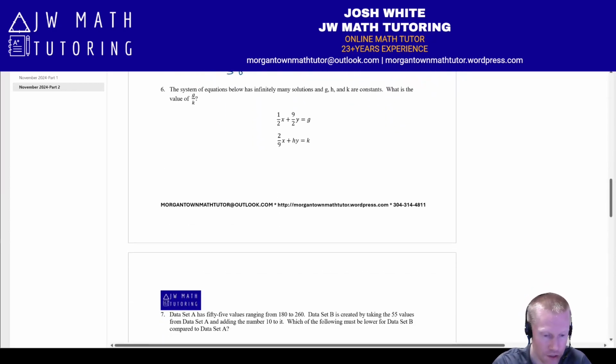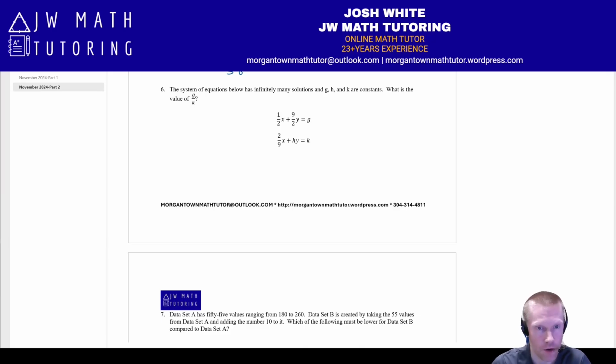All right, next up, question 6. So here we have a problem where you're given two linear equations, basically a system of equations, but there's multiple constants in it. They want to know the value of g over k. And specifically, you're told that this system has infinite solutions. You could try to solve this with sliders on Desmos. I wouldn't recommend it because this is most likely a free response question, not multiple choice.